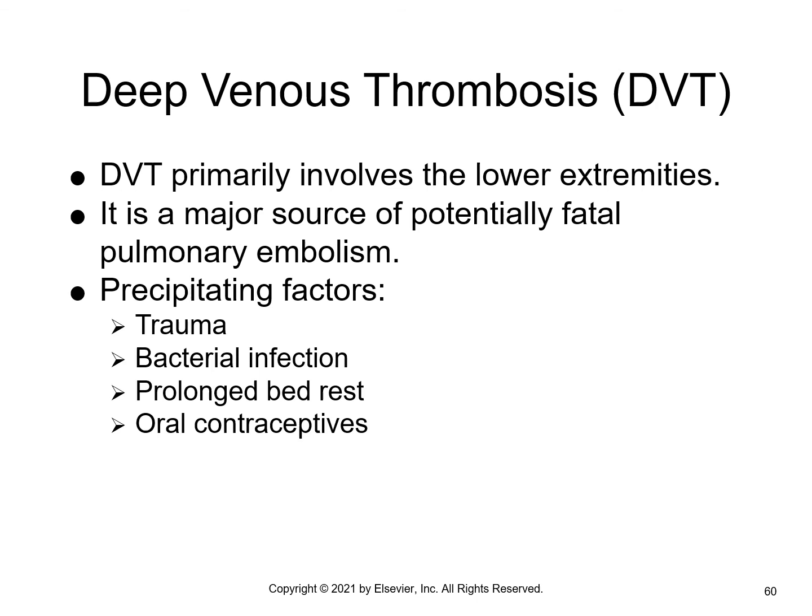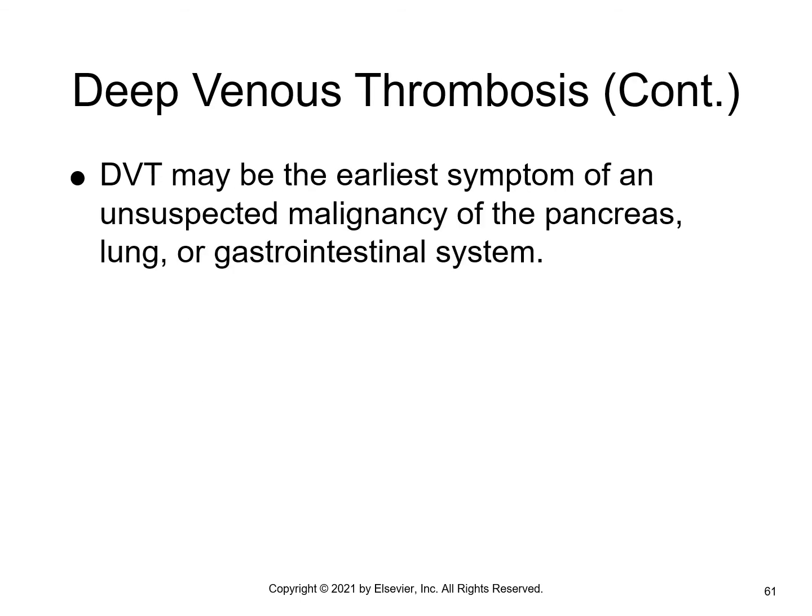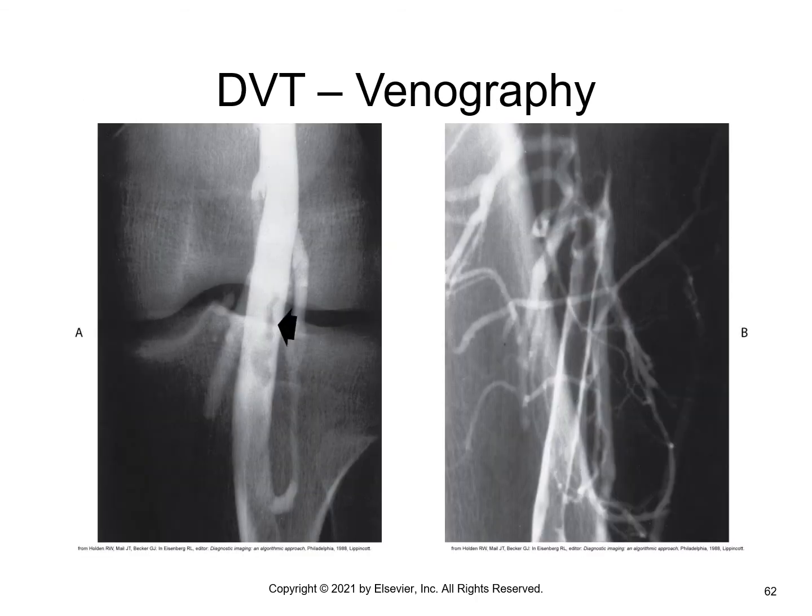Precipitating factors that can make DVTs worse would be trauma, bacterial infection, prolonged bed rest because of that lack of movement, and the utilization of oral contraceptives. A DVT can be the earliest symptom of a malignancy of the pancreas or GI system because those increase the body's tendency to clot. Here's an example of a DVT on a venogram.